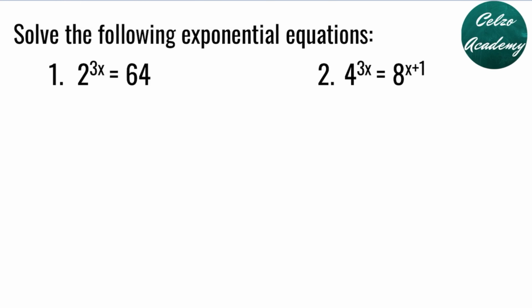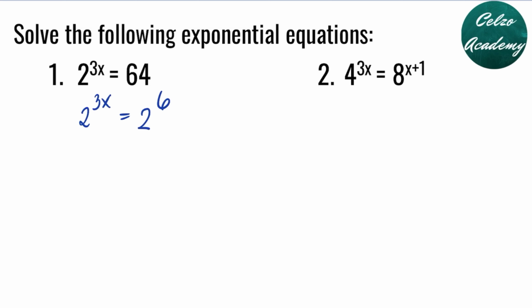Question number 1. 2 to the power of 3x is equal to 64. In solving for exponential equations, we need to rewrite the equation where the left side and the right side base are equal. So for question number 1, we need to write 64 using base 2. So keep the left side 2 to the power of 3x, and 64 is the same thing as 2 to the power of 6. That is multiplying 2 by itself 6 times.